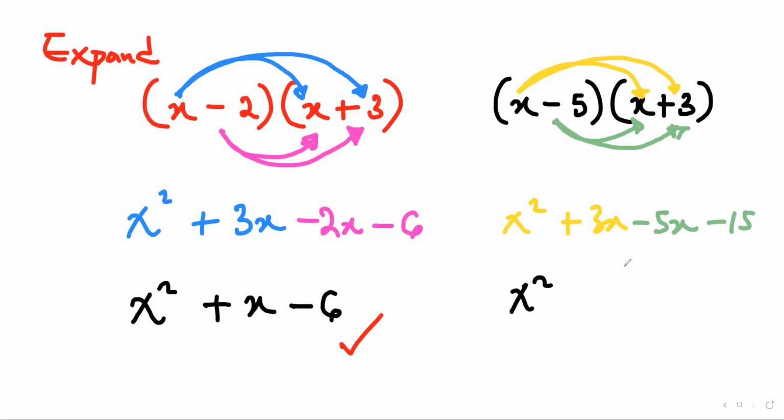Now we simplify. x squared, then you do plus 3x take away 5x, which will give you 2x. Are you sure it's 2x? 3x take away 5x. No, 3x take away negative what? It's minus 2x. Minus 2x. Then minus 15. Good. Excellent. So go ahead and write it down.